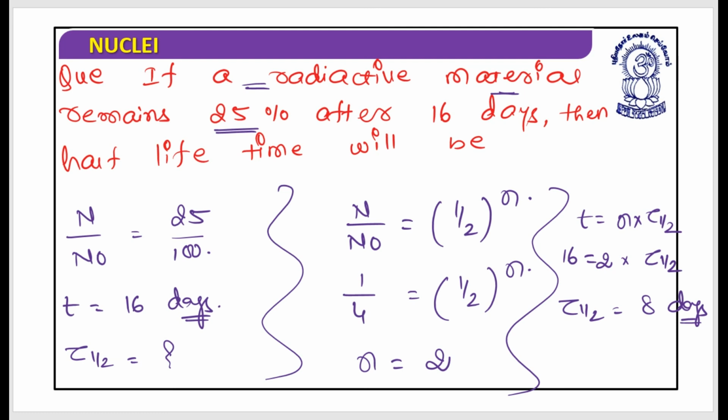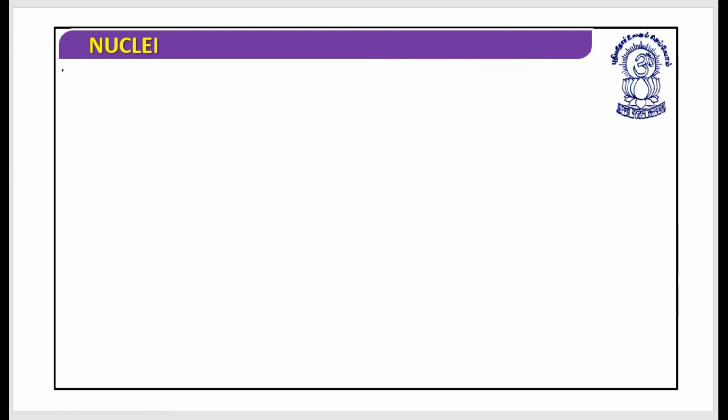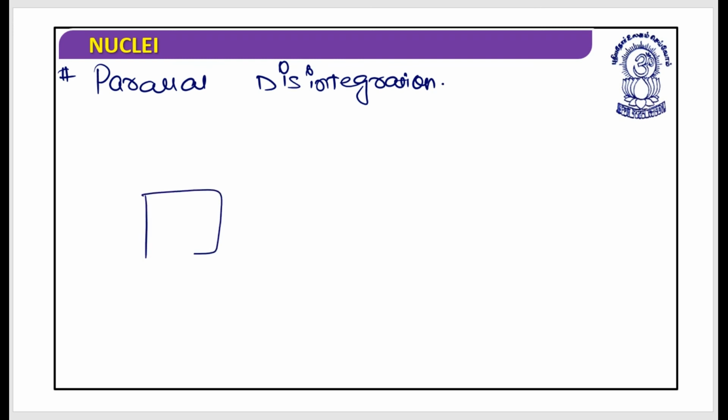Is it clear? Correct. Now there are certain questions of parallel disintegration. When we say parallel disintegration, the situation will be, let's suppose this is the sample, and from this sample a certain element decays with disintegration constant lambda 1, and certain other elements simultaneously decay with lambda 2, and I have been asked everything about that sample.